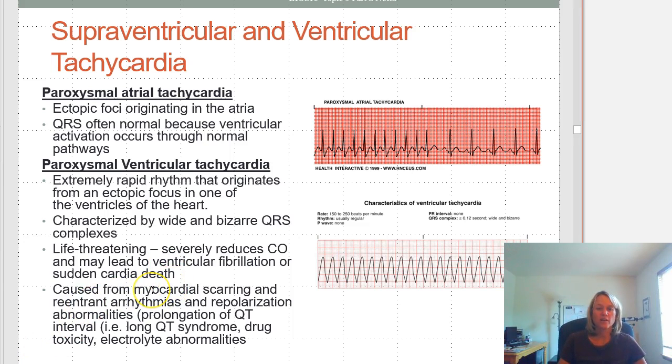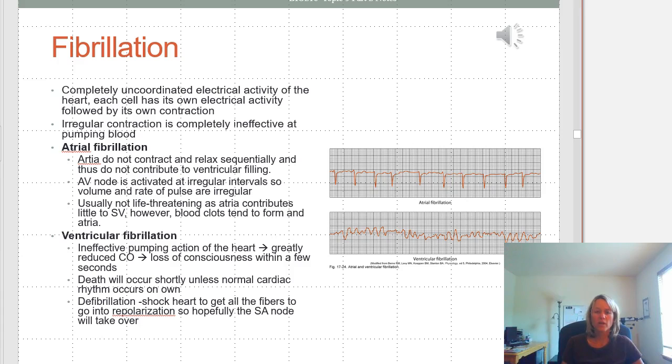A variety of things can cause this. We can have myocardial scarring from a previous heart attack, reentrant arrhythmias, repolarization abnormalities such as long QT syndrome, drug toxicities, or electrolyte imbalances. We can also get to fibrillation. With fibrillation, we have completely uncoordinated electrical activity of the heart, and each cell has its own electrical activity followed by its own contraction.